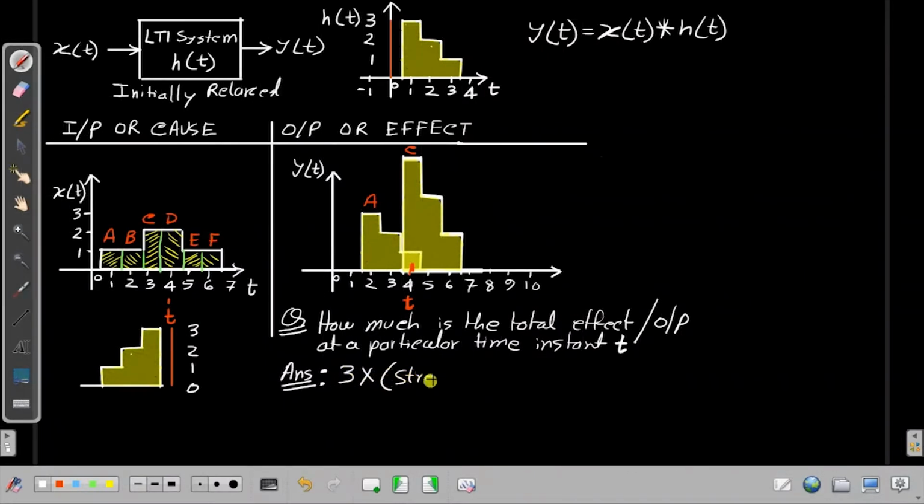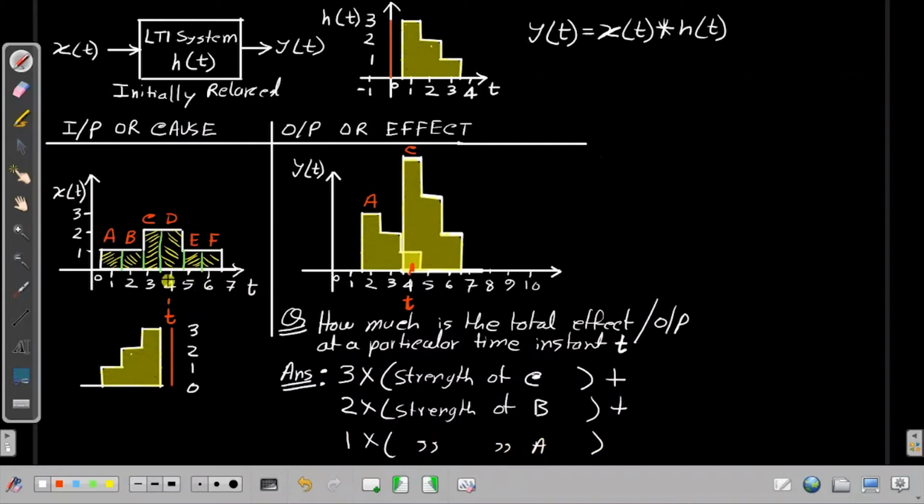the strength of slice C, plus 2 multiplied by the strength of B, and 1 multiplied by the strength of A. So at this point of time, slice A will have effect proportional to 1, slice B will have its effect multiplied by this factor 2, and slice C will have maximum effect at this point, because this point is closest to slice C. This is the total effect at this point of time.